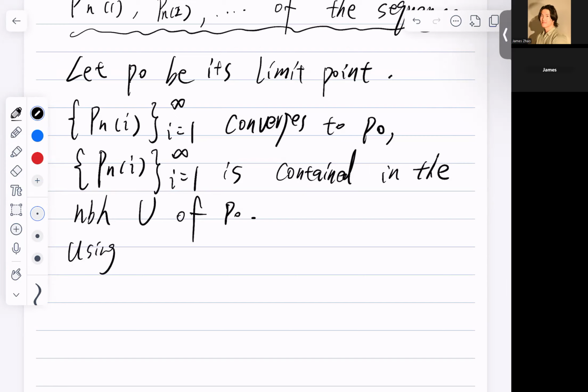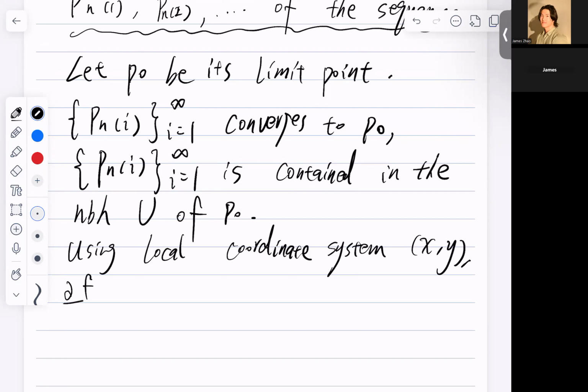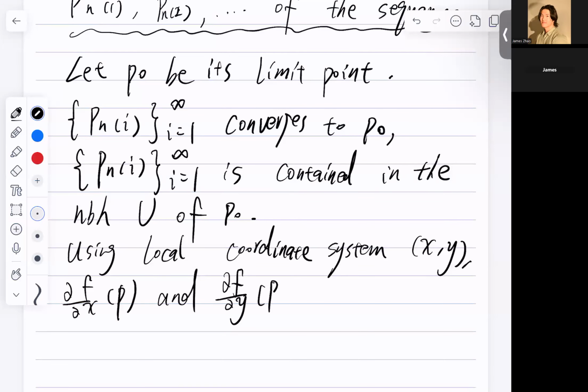So using local coordinate system, let's use the small x and small y. So our partial at P in the first argument, when we take the derivative, and the second argument, when we take the derivative, depends smoothly on P, right? Because we are on a smooth manifold, so yep. Okay.